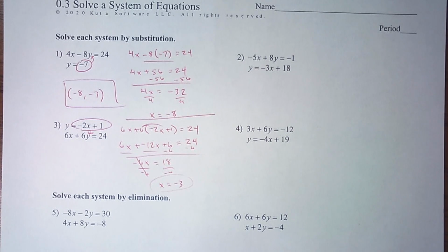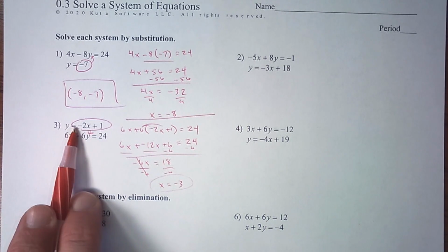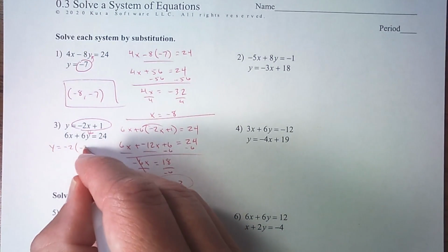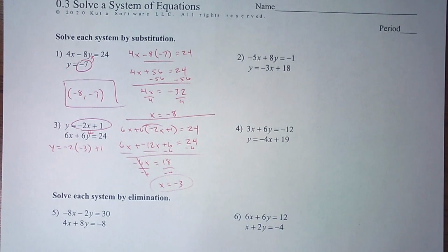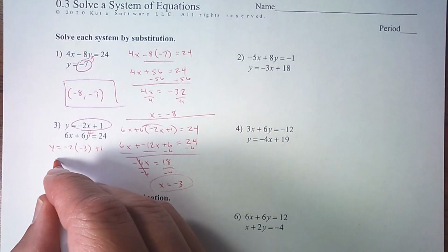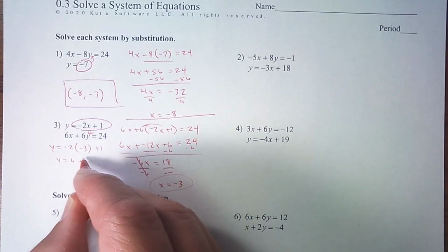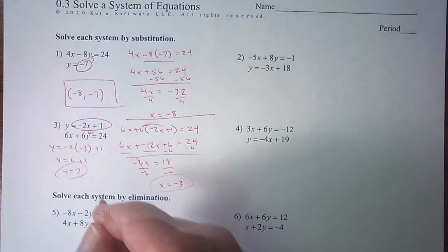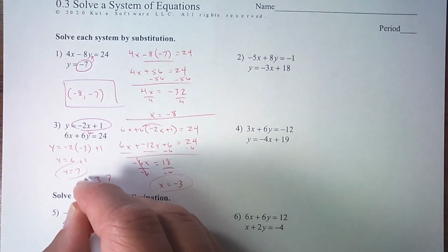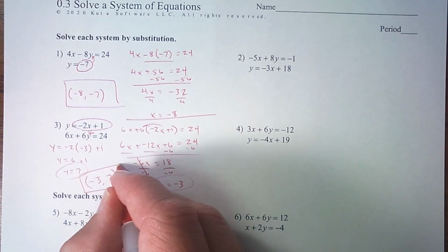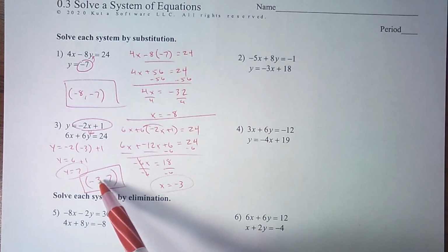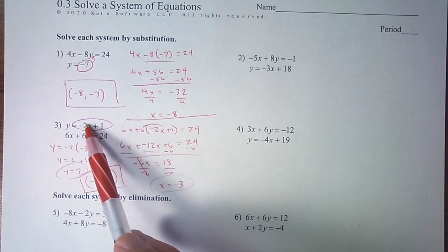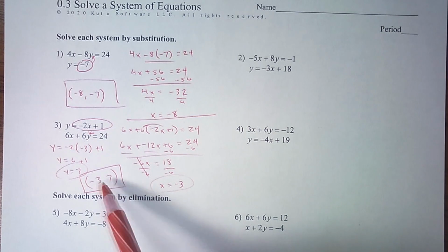Now I'm going to take that value of x and plug it in right here in y equals. So y equals negative 2 times x, which is negative 3, plus 1. Negative 2 times negative 3 is 6, so y equals 6 plus 1, so y is 7, and there's my value of y. So now I have a solution set of negative 3, 7. Always put the x first, then the y, because this is a point. It's a coordinate point where these two lines actually intersect. So if I was to graph these two lines, they would intersect at negative 3, 7.